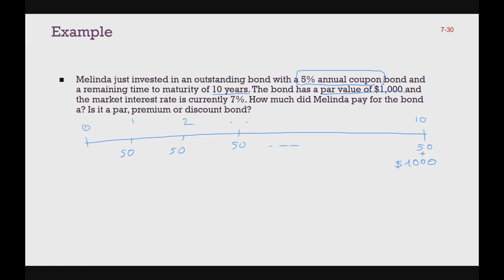So it's a 10-year bond, par value $1,000, and the market interest rate is currently 7%. Let's write it here. How much did Melinda pay for the bond? Is the bond par, premium or discount? So the question is basically asking the price of the bond and the type of the bond. To answer this question, let's open an Excel sheet and put everything in place.